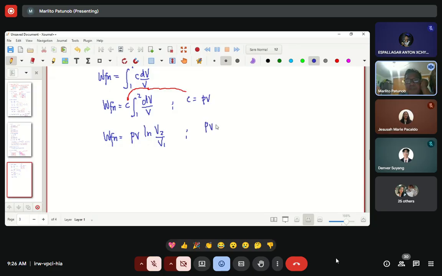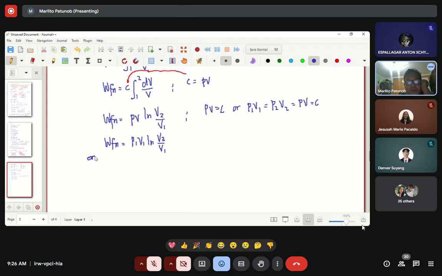Since PB is constant, P1 B1 is equal to P2 B2 is equal to PB. That is constant, so this value of PB can handle the values of subscripts 1 and 2. So it can be the initial P1 B1 ln B2 over B1, okay?